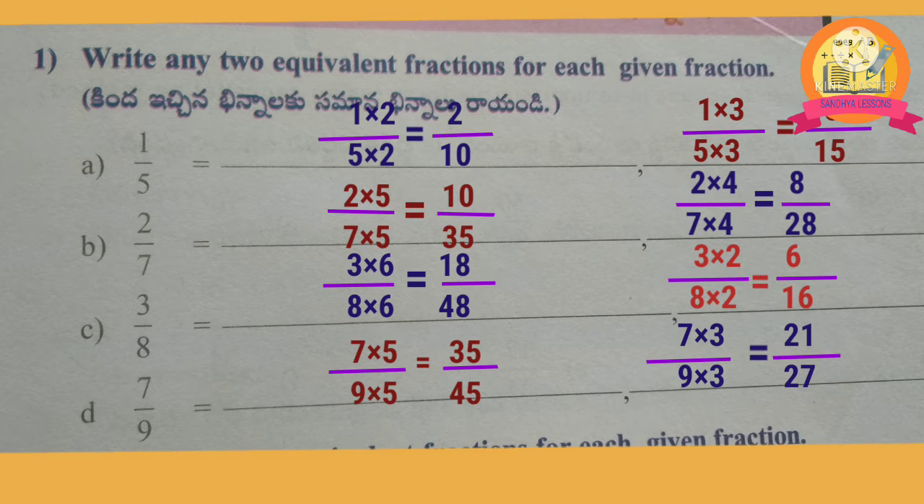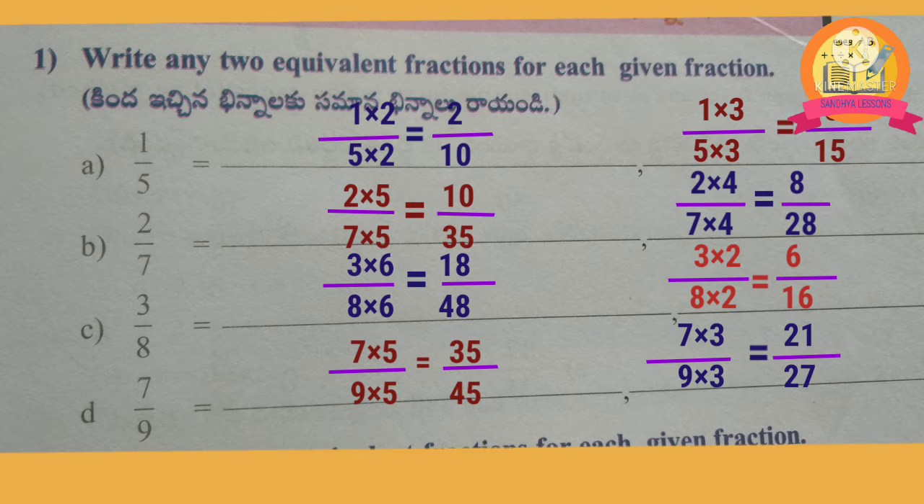Equivalent fractions for 3 by 8. By multiplying numerator and denominator with 6 we get 18 by 48. And by multiplying numerator and denominator with 2 we get 6 by 16.